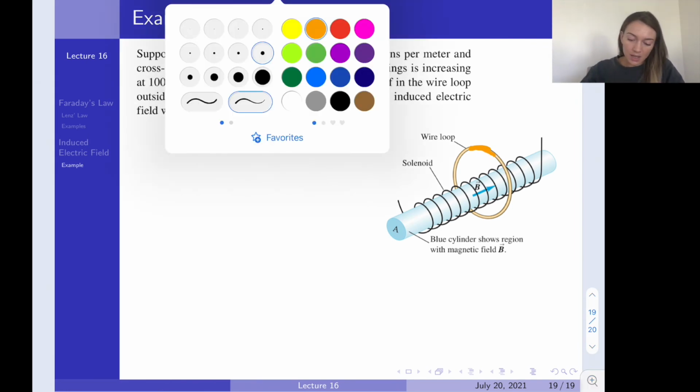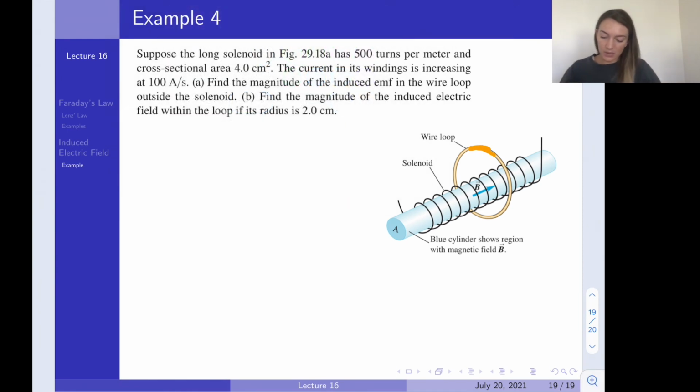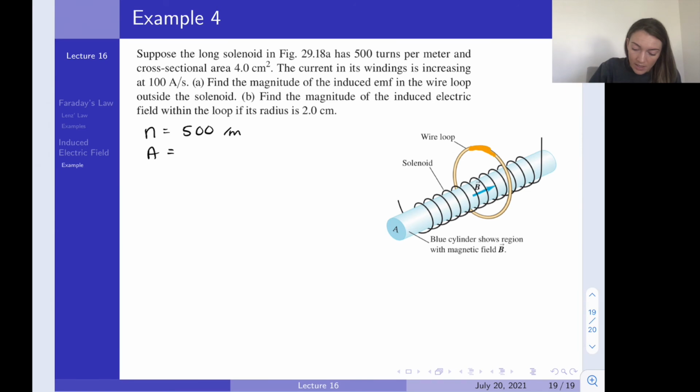So there's a couple things to write first. So let's just get some of our variables squared away. It says our solenoid has 500 turns per meter. So remember, for a solenoid, we can write the turns per unit length as lowercase n. So that is 500 turns per meter. The cross-sectional area is 4 centimeters squared. So we can write that as 4 times 10 to the negative 4 meters squared. The current is increasing, so that means dI/dt is 100 amps per second.